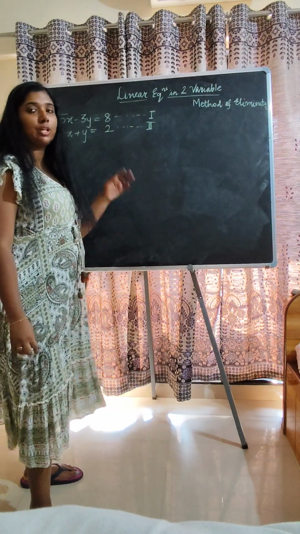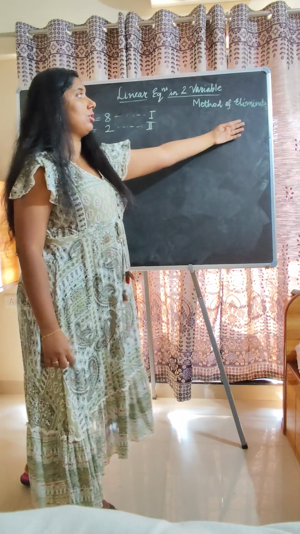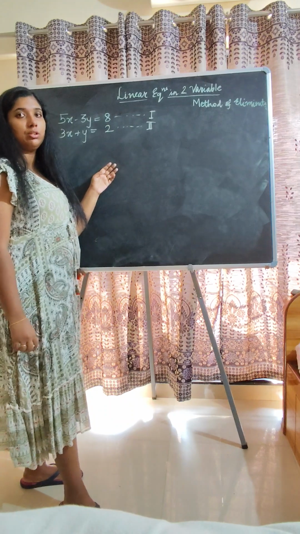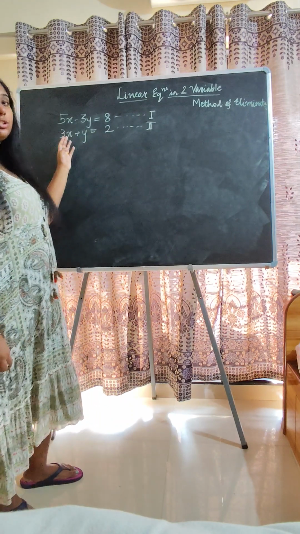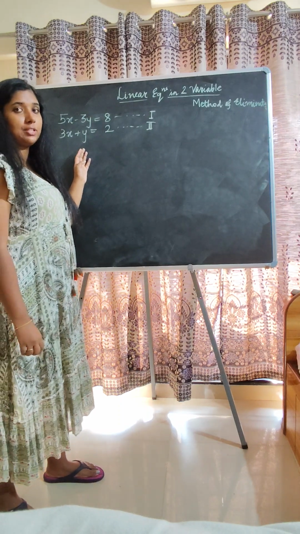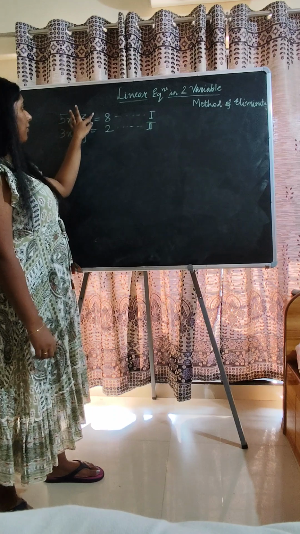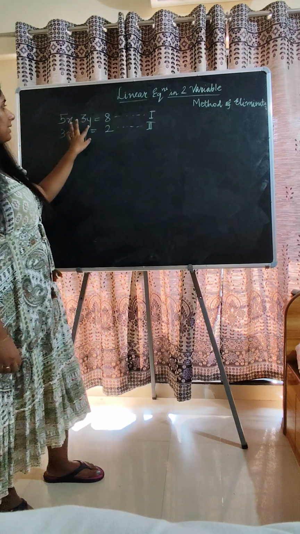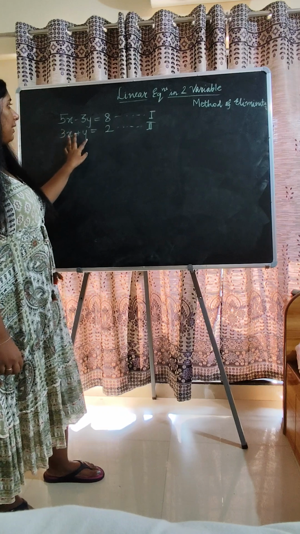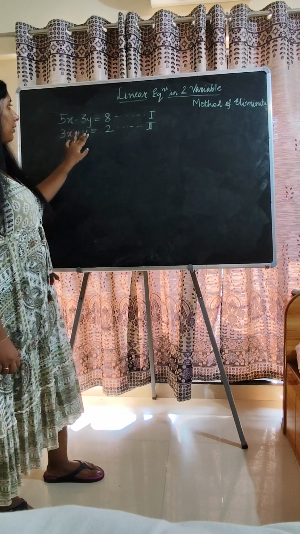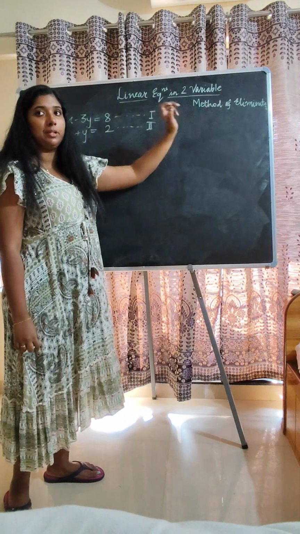Okay, so now we shall see the method of elimination to find a solution for two linear equations. First, you need to check in the question whether the equations are linear or not. That means x is power of 1, y is power of 1. So 5x minus 3y is equal to 8, 3x plus y is equal to 2. x is power of 1, y is power of 1. So they both are linear equations in two variables.